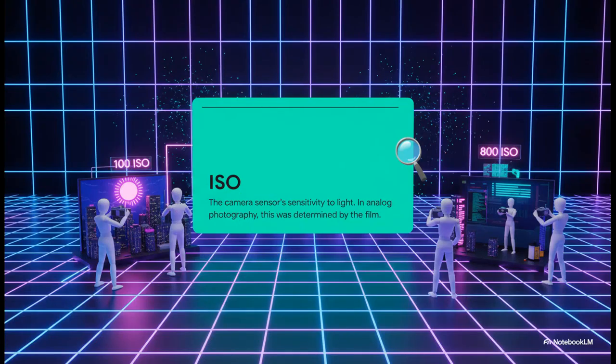All right, our last piece of the puzzle is ISO. This one's a little different. It doesn't actually change the amount of light coming into the camera. Instead, it digitally boosts the signal. It changes how sensitive the camera sensor is to whatever light is there.